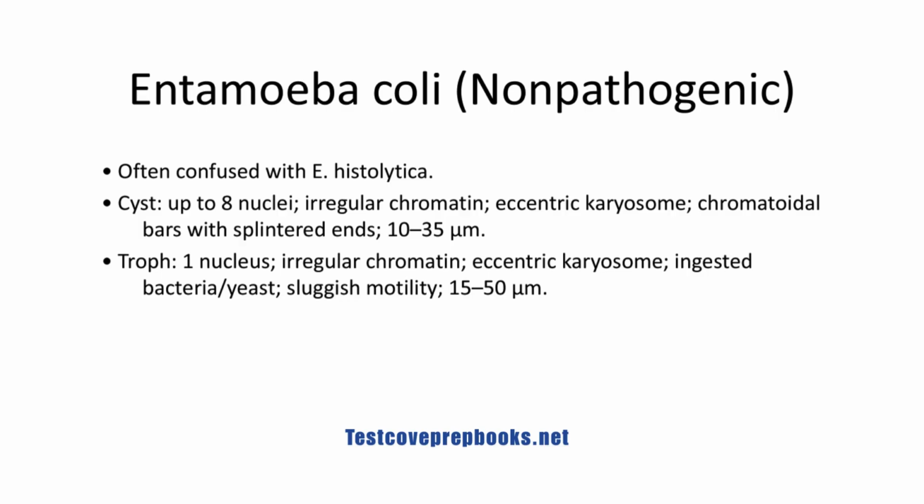Entamoeba coli, which is also non-pathogenic, is often confused with E. histolytica. Its cyst contains up to 8 nuclei, but the chromatin is irregular and the karyosome is eccentric. The chromatoidal bars, when present, have splintered ends. The cyst size is 10 to 35 micrometers.